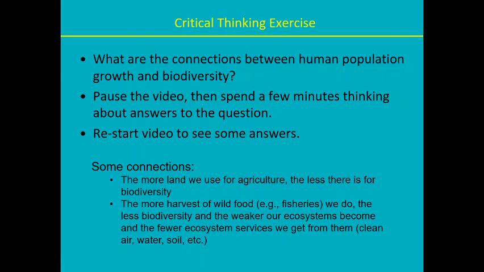So, for example, we can harvest a lot of krill for the ways that we use krill, but then there's less krill for whales to feed on and so forth. And so the more wild food we harvest, the weaker our ecosystems become and the fewer ecosystem services we get from them. So obviously I'm taking, from a humanities perspective, a selfish view on this, that it's all about the ecosystem services, and ignoring for the moment that maybe other species have a right to be on this planet and not go extinct. We'll get to that in another class.